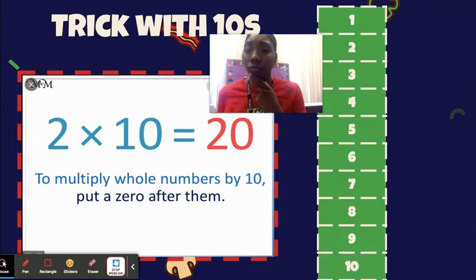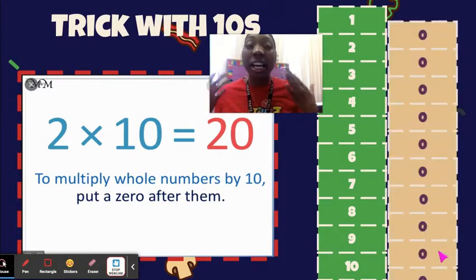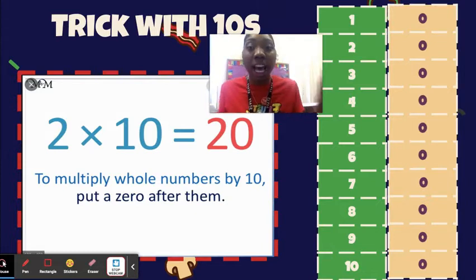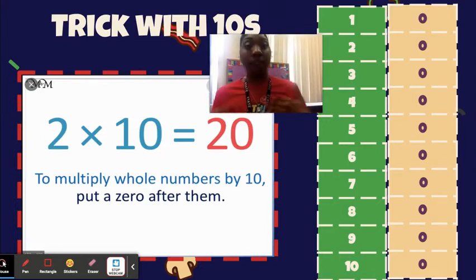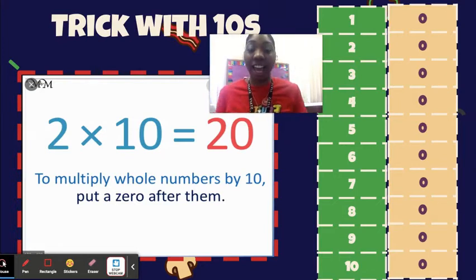So, what do you think we're going to do next? Yes, you got it. All we're going to do is put a 0 right behind our whole numbers. So you're going to put a 0 after the 1, 2, 3, 4, 5, 6, 7, 8. Ooh, I got to catch my breath. 9, 10. Great. And guess what? That right there is your tens times tables. Let's take a closer look, okay?